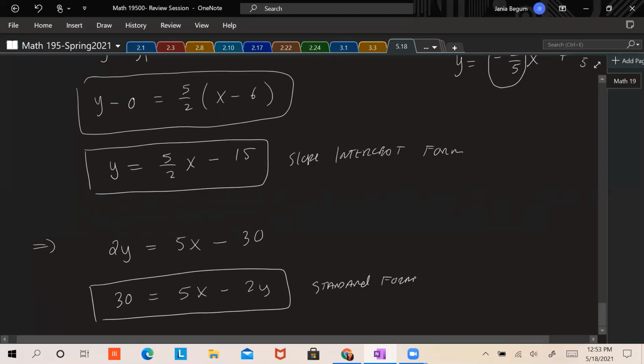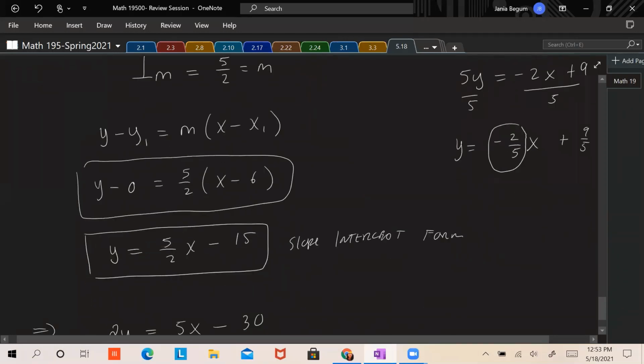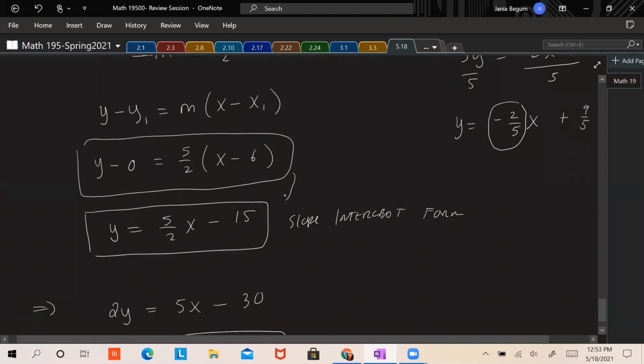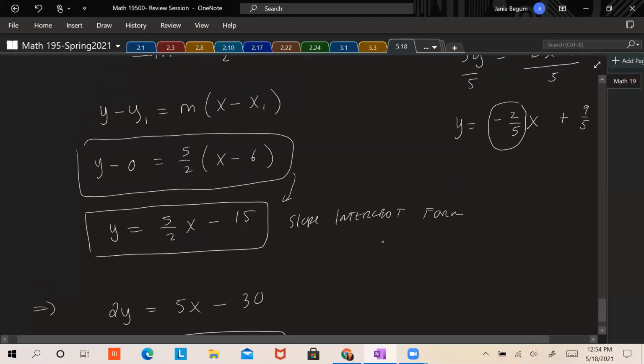Hey, I'm sorry, but I missed the step of how you got between y minus 0 equals 5 over 2 times x minus 6 to the final one in slope-intercept form. Exactly, so let's do that. What I did was, I dropped the 0 because y minus 0 is just y. So we have y equals, and then here I distributed 5 over 2. So we have 5 over 2 x minus 5 over 2 times 6. And then I simplified it. 2 goes into 6 3 times, and that's negative 15. Okay? Thank you. No problem.